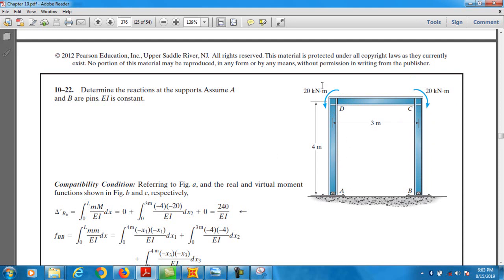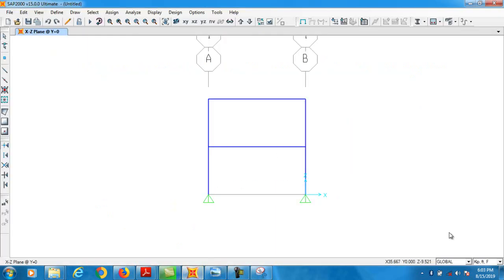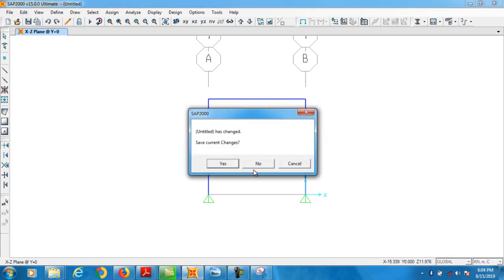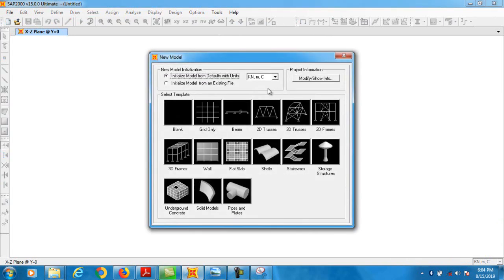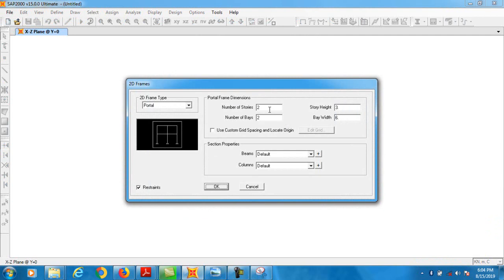Let us do it. Kilonewton meter are the units. So convert the units to kilonewton meter. Clear? New template. Don't save it. Let's say we select this one. We have number of stories equal to 1. The story height, I think, is 4 meters.